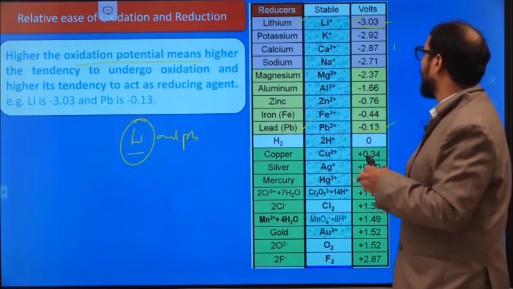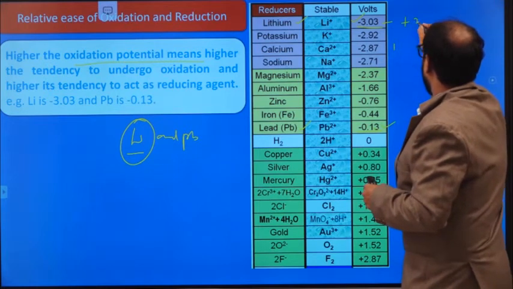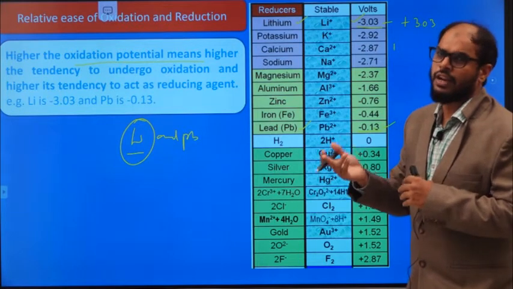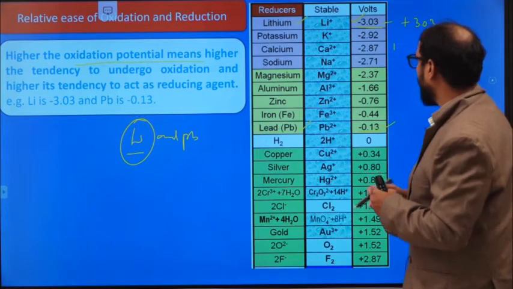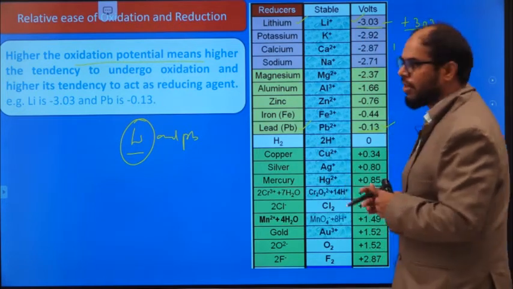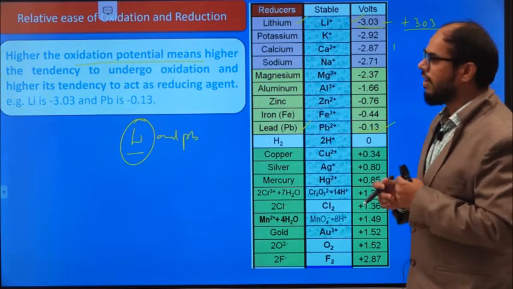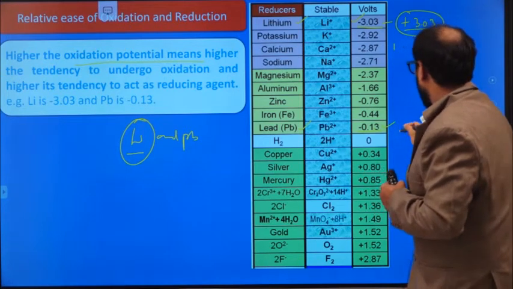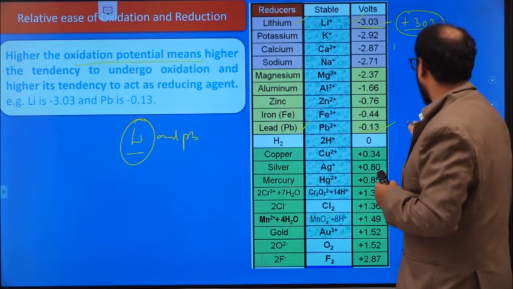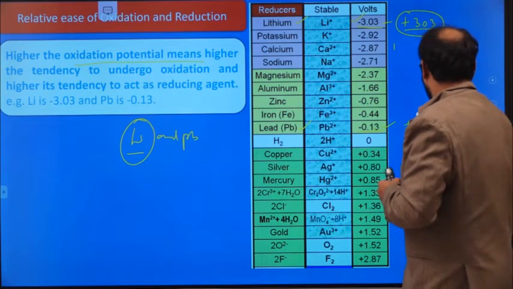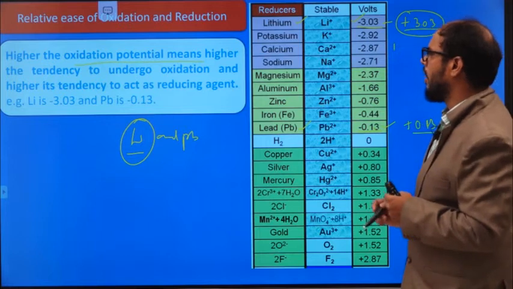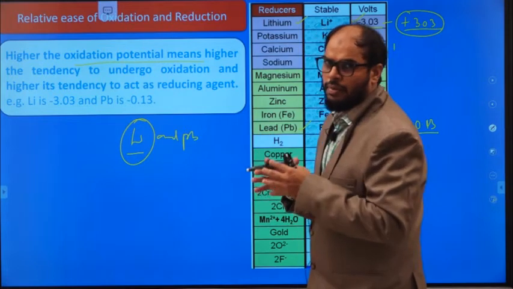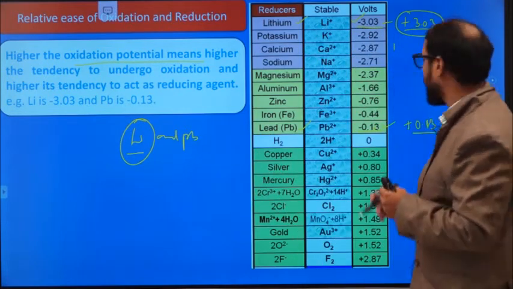The oxidation potential value for lithium will be plus 3.03 because the oxidation potential value is inverse to the reduction potential value. So I can say that lithium has a higher oxidation potential value, that means a lower reduction potential value. So it is very much electropositive when compared to lead, which has a lower oxidation potential value. So in this manner we can say that elements can be easily figured out based on their reduction potential values or oxidation potential values.